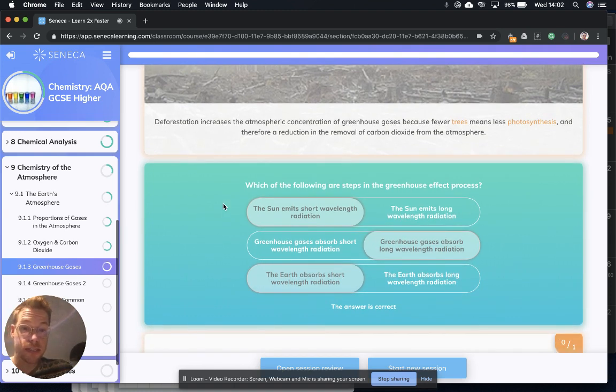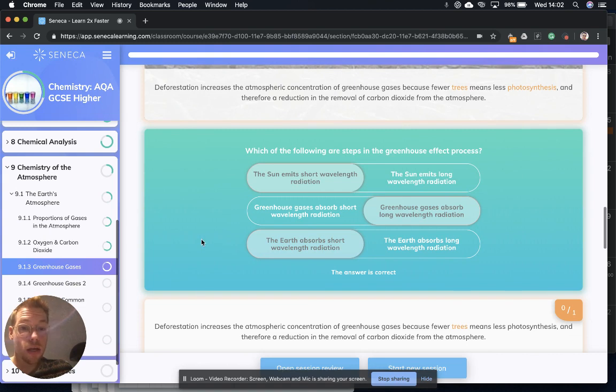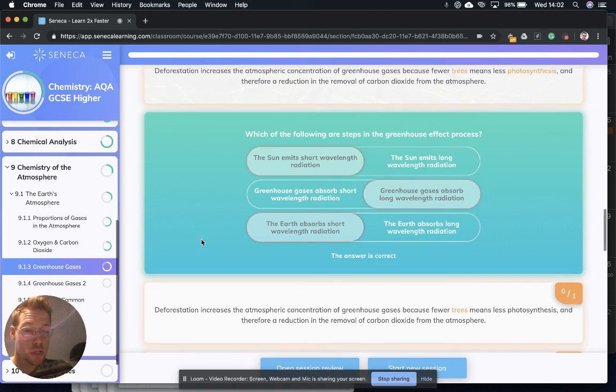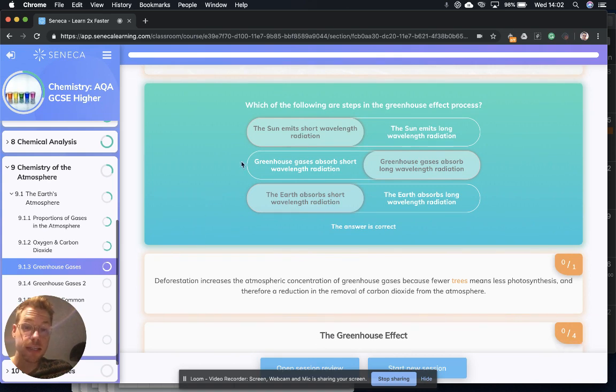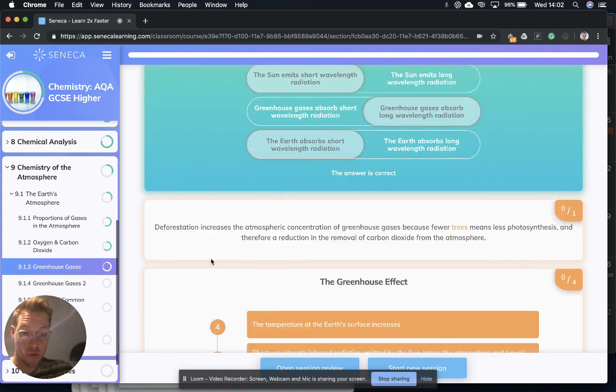So let's go over those steps of the greenhouse process again. The sun emits which kind of radiation? It emits short wavelength radiation. Greenhouse gases absorb which type? They absorb long wavelength radiation, and the Earth absorbs short wavelength radiation. So those are the key things to remember for the greenhouse process.